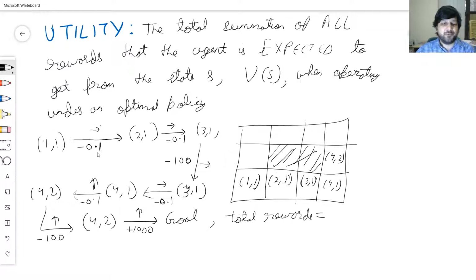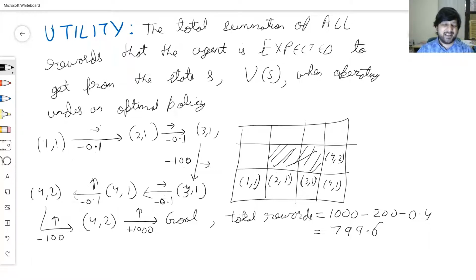So then I do the total. I say total rewards is equal to minus 0.1 plus minus 0.1 plus minus 100 plus minus 0.1 plus minus 0.1 plus minus 100 plus the terminal reward of 1000. So that is 1000 minus 200 minus 0.4, which is equal to 799.6.